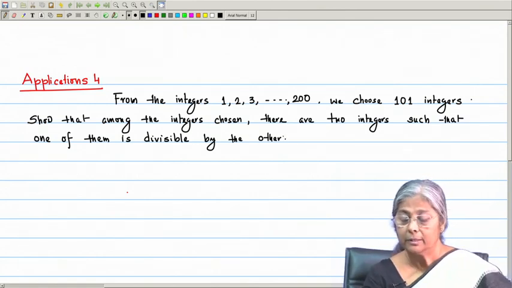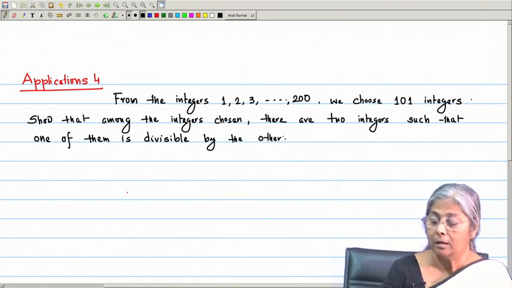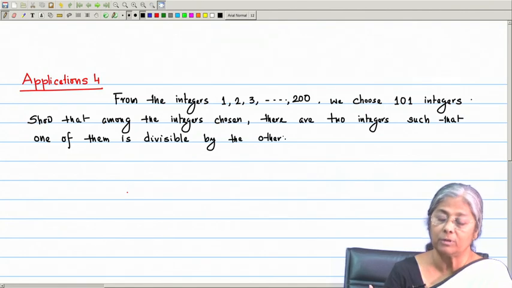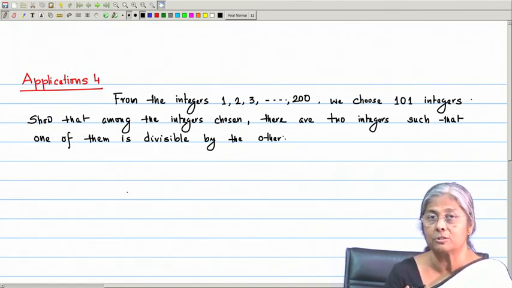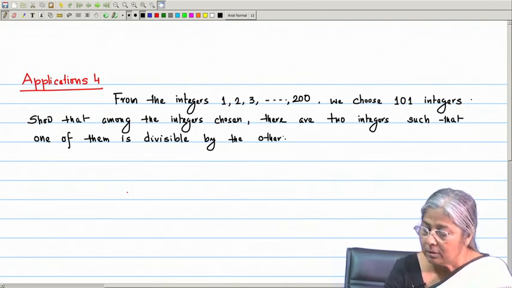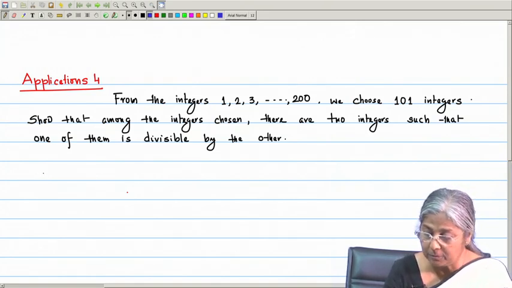So, again I repeat the problem statement. We have the integers 1 to 200 and we choose any 101 integers. We have to show that among these 101 integers there are always 2 integers such that one will be divisible by the other. We will try to solve this problem using the pigeonhole principle in simple form.